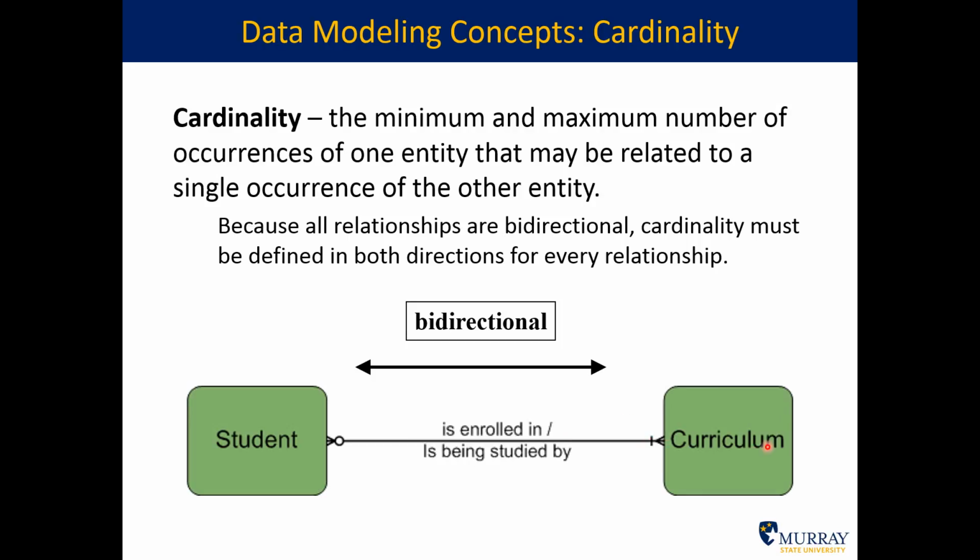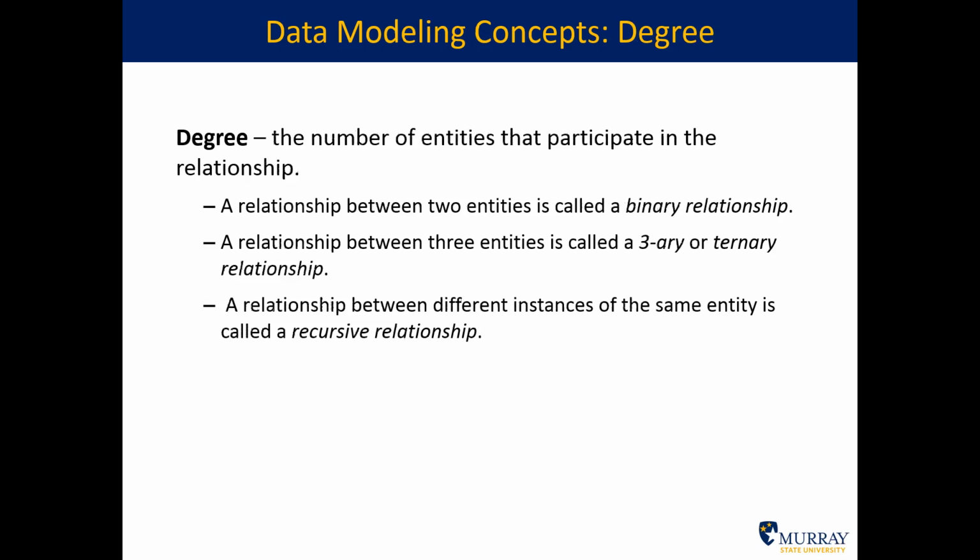One curriculum or one major is associated at the minimum. 0 means we can have a situation where we have a new major, there are no students enrolled in that major yet. At the maximum, many students are enrolled in one particular study plan or curriculum or major. Okay, so this is how cardinality is expressed.